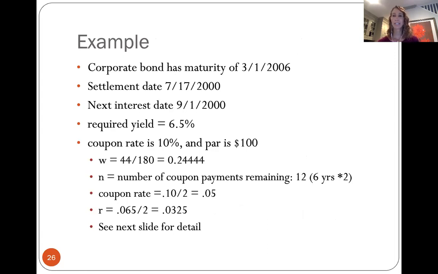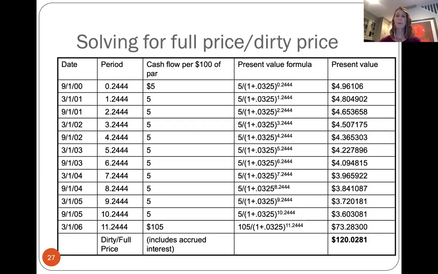The required yield is 6.5%, so that's semi-annual 3.25, and each coupon payment is going to be $5 because it has a coupon rate of 10%. So when we put this all together to solve for the price, we're going to take each cash flow, $5 all the way through till the end where you get the 105, and each period. So the first partial period is that W, which is the 44 divided by 180, and then every subsequent period, we add 1 to it, 1 representing a full 6-month period.